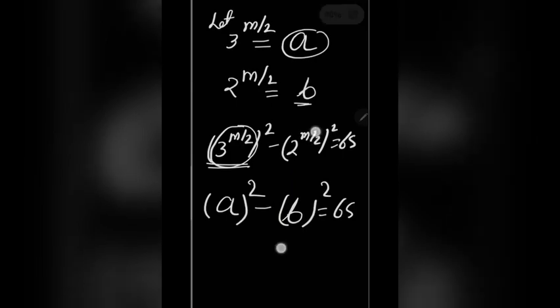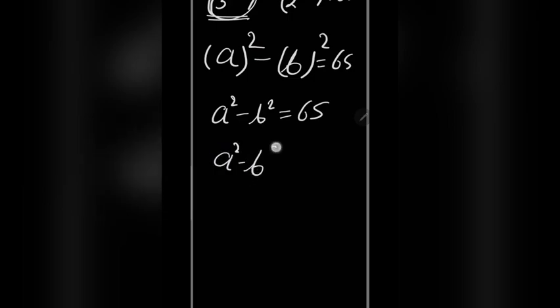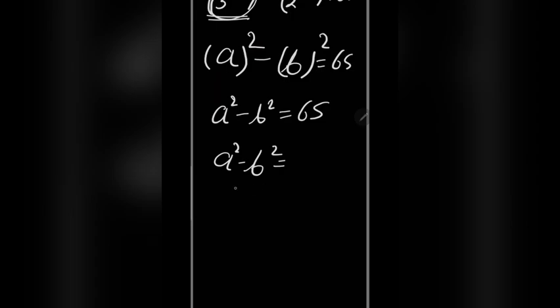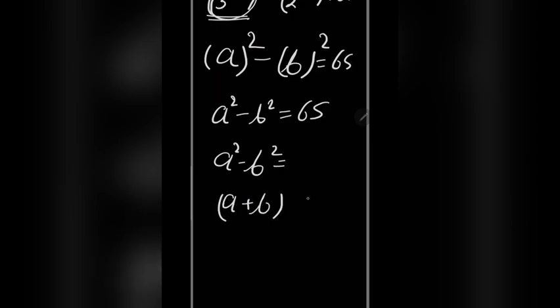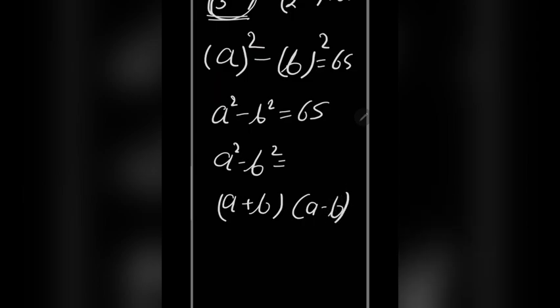Now here we have a square minus b square, which is equal to 65. Now we know a property: a square minus b square is a plus b, another bracket a minus b. By default it's multiplied if there is no sign between two brackets. So using this, we have a plus b, a minus b, which is 65. It's time to take the factors of 65.